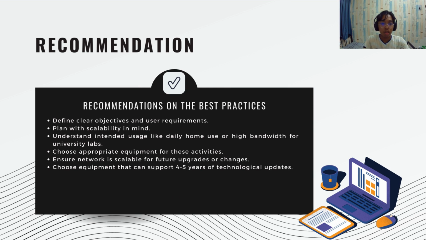Okay, now we move to the recommendation part. Okay, to plan a network effectively, it is crucial to define objective clearly. We must understand the user requirement and plan with scalability in mind. This involves understanding the network intended users such as daily home use, or high bandwidth for utility lab. The appropriate equipment should be chosen to support this activity. Additionally, the network should be scalable, allowing for the future upgrade or change.